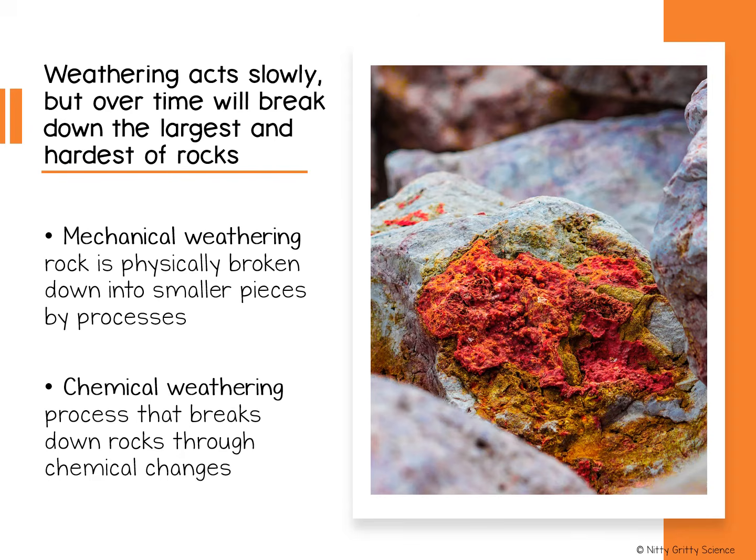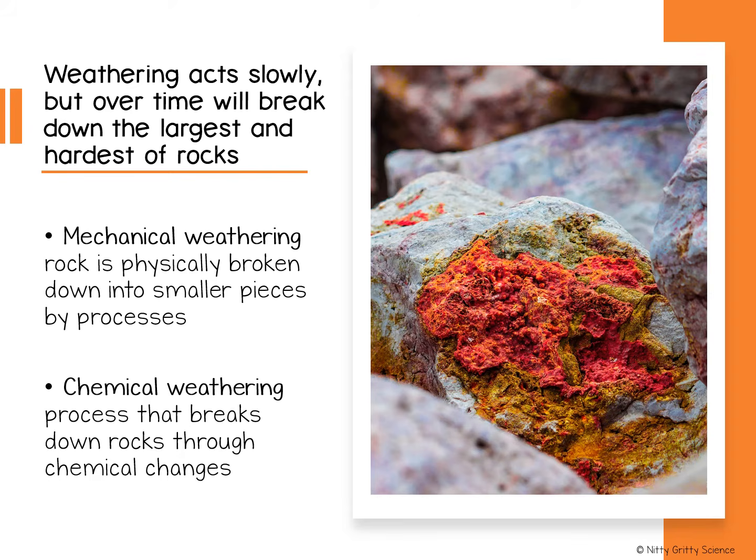There are two kinds of weathering, mechanical weathering and chemical weathering. Both types of weathering act slowly, but over time they can even break down the largest and hardest of rocks. When rock is physically broken into smaller pieces, this is called mechanical weathering. If you have seen rocks that are cracked or split into layers, then you are watching mechanical weathering taking place.